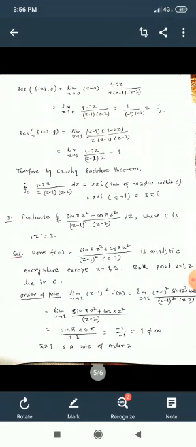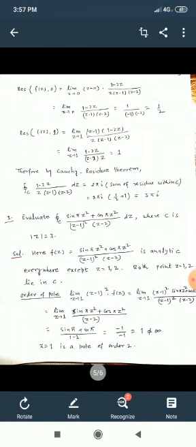So residue of f(z) at z = 1 is the limit as z tends to 1 of (z - 1) into (1 - 2z) upon z(z - 1)(z - 2), which is equal to the limit as z tends to 1 where (z - 1) and (z - 1) cancel out. So this is (1 - 2z) upon (z - 2) into z, and after calculating this is equal to 1.